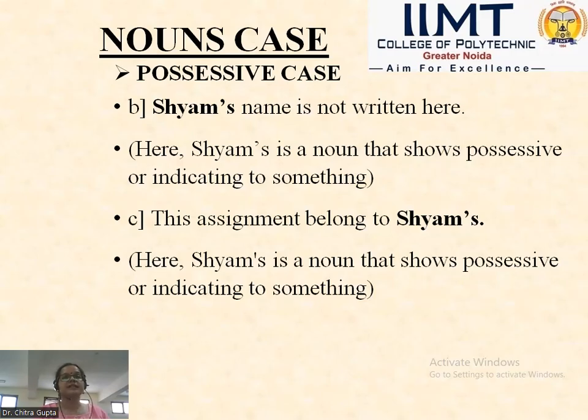Third example, this assignment belonged to Shyam's. So here assignment shows belongingness to Shyam, that this particular assignment belongs to Shyam only. Here Shyam is a noun that shows possession, indicating that this assignment, this copy, this book, belongs to Shyam. It is indicating towards Shyam. So possessive means possession, belongingness, indicating towards a person or towards an object.